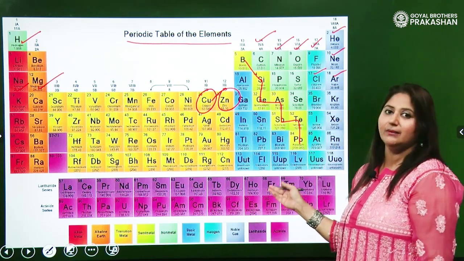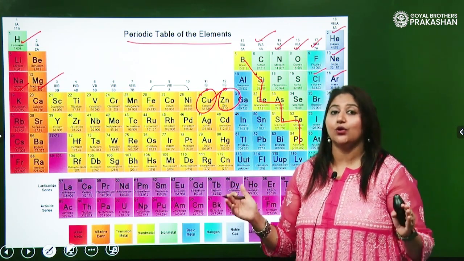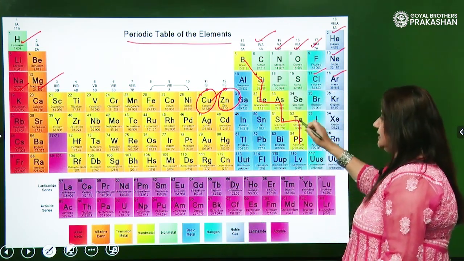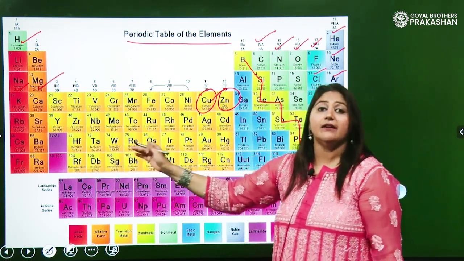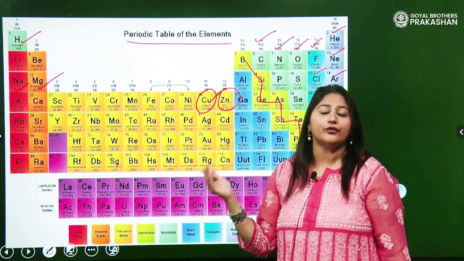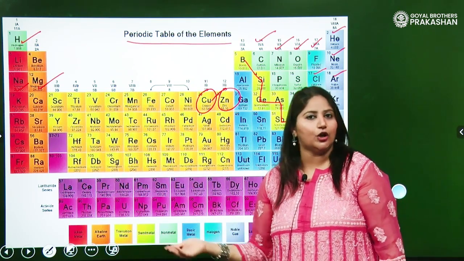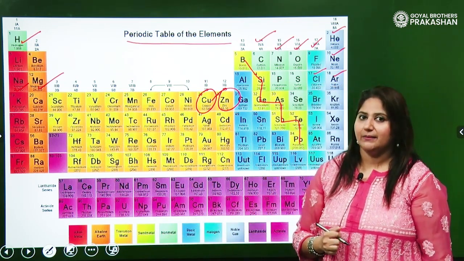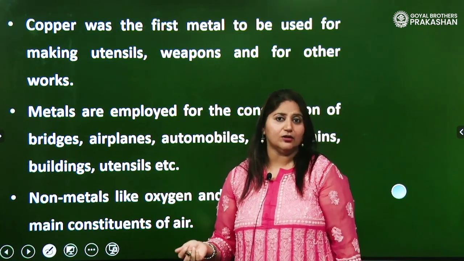So, children, how many elements do we have? We have 118 elements known to us, out of which, see, this is the metalloid list, and before the metalloid list we have metals, and we have 92 metals out of 118 elements. The rest of them are metalloids, non-metals and noble gases. So, how do we classify elements? And what is the main use of these metals or elements?